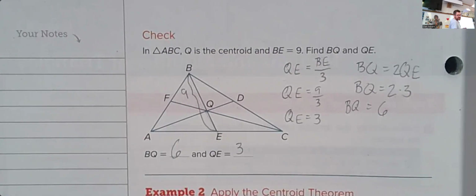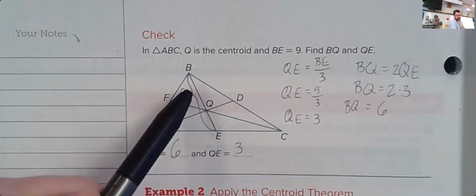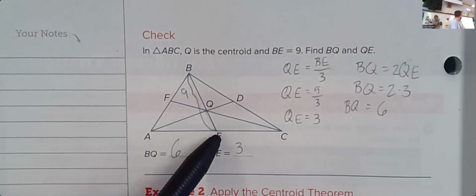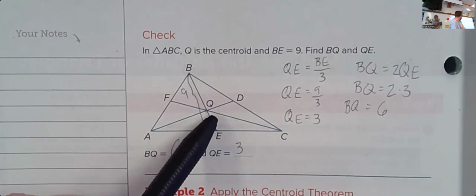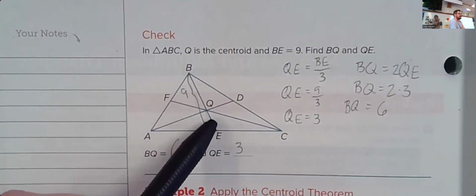So the centroid basically splits each median into two parts. And the shorter part is always 1/3 the length of the entire median. The longer part is always 2/3 the length of the entire median, which means that the longer part is twice the length of the shorter part, or the shorter part is half the length of the longer part.